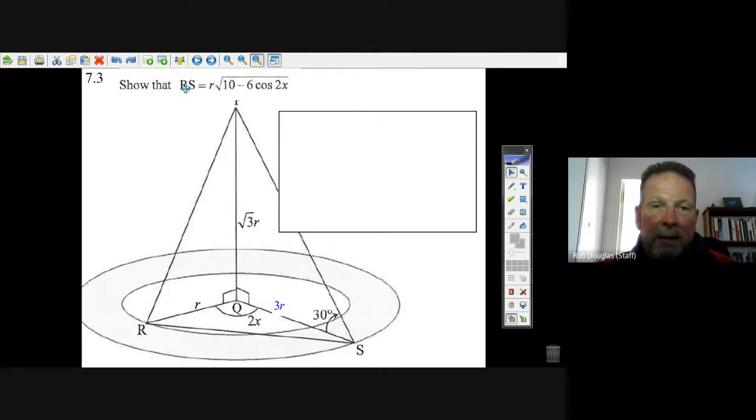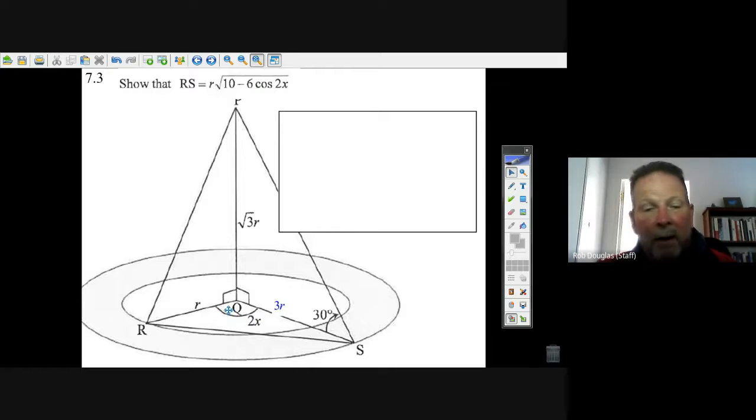RS, that's the distance from R to S, show that it equals this weird thing, R times the square root of 10 minus 6 cosine of 2x. Well, holy cow. Well, what have I got? I've got a radius of r, and I know we just learned in the first question that the QS is 3r. We've got two sides, r and 3r, and an angle in between.